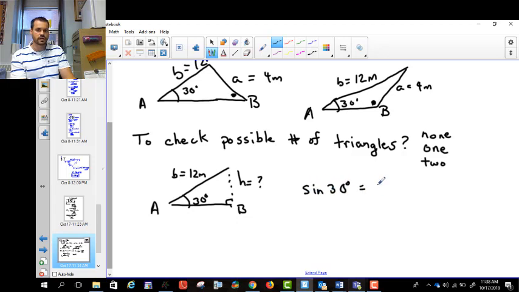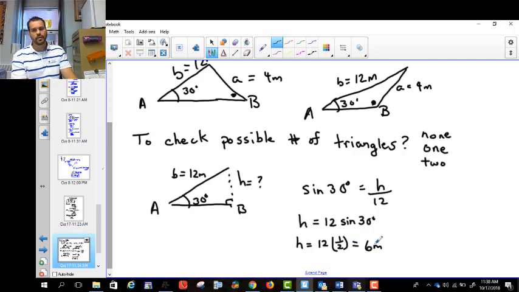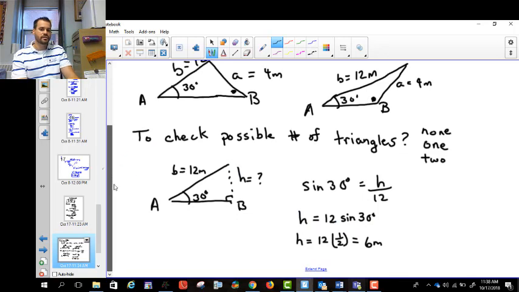The sine of 30 is the height divided by 12. So the height is 12 sine 30, okay? And that is 12 times 1/2, if you do your sine 30 on your calculator, and that gives me 6 meters, okay? So in order to make a right angle triangle, which is the shortest distance that we can have for a, it's got to be at least 6. What is a in our situation?